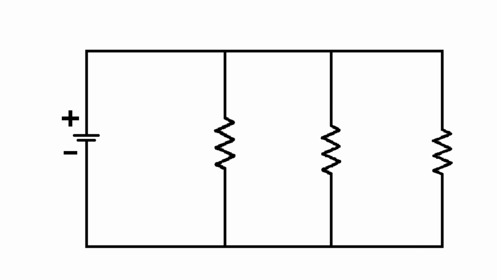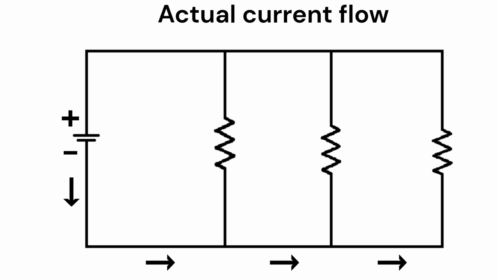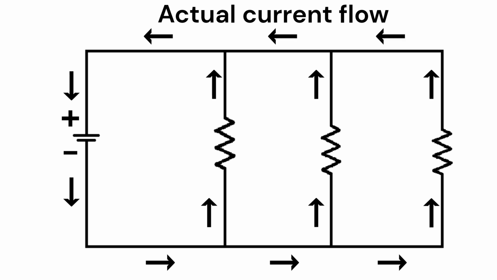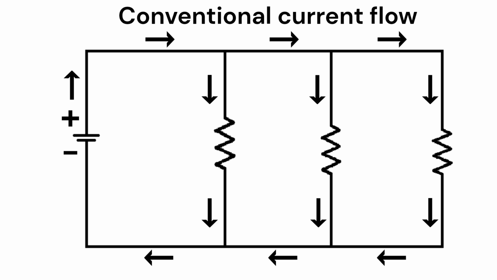By the way, I am explaining the circuits in conventional current flow. The conventional current flow is where, even though the current actually flows from the negative terminal to the positive terminal of the supply, we need to assume the current flows from the positive terminal to the negative terminal. Why? Well, I will make another separate video to explain conventional current flow. But for now, let's stick to the conventional current flow in this video.